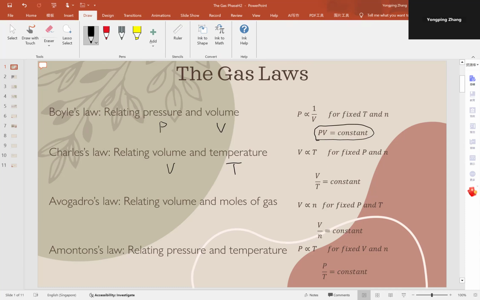Avogadro's law relates volume and moles N. Volume is proportional to N for fixed P and T. Gay-Lussac's law relates pressure and temperature. For fixed volume and N, P is proportional to T.